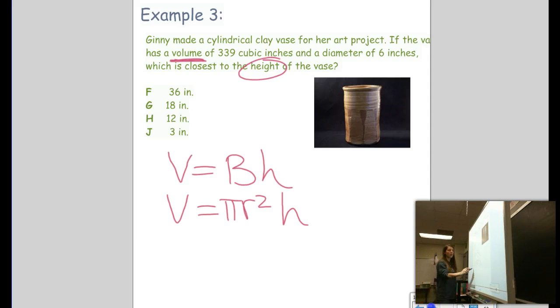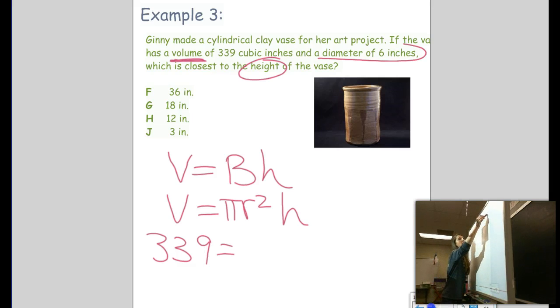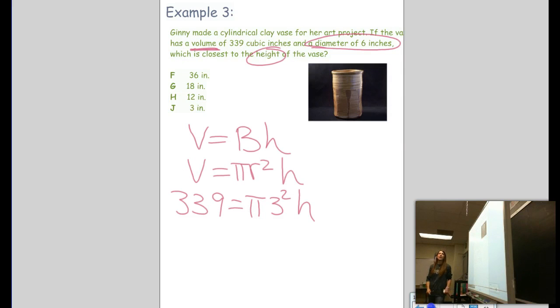Now we're going to plug in what we know. We totally know the volume. They gave it to us, 339. We know the radius. If the diameter is 6, what's the radius? 3. Pi r squared, and we need to find the height. So we're going to try to get the height all alone. How do you get something all alone? You do the opposite of what's being done to it. Right now, 9 pi is being multiplied by h.